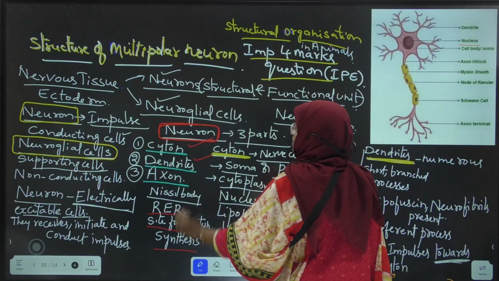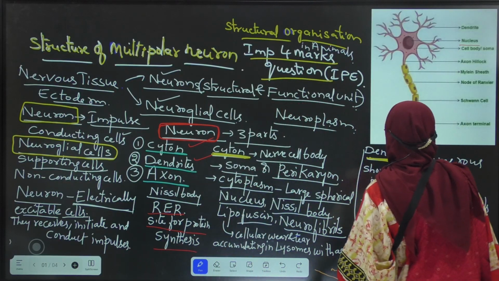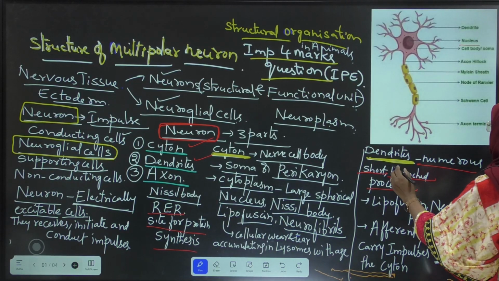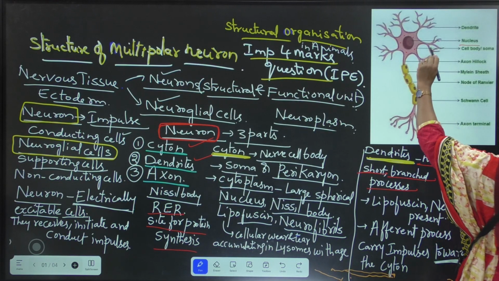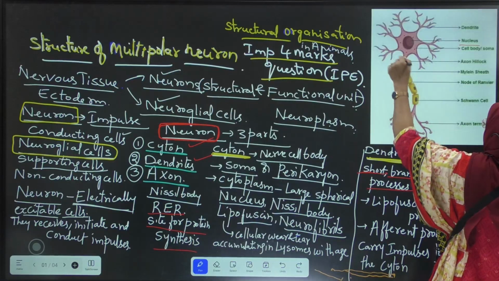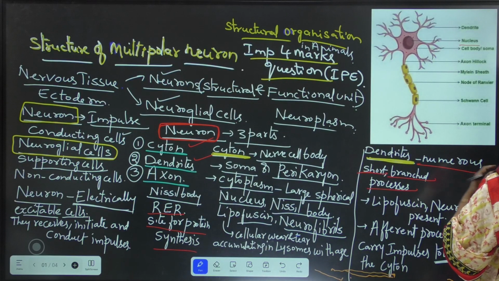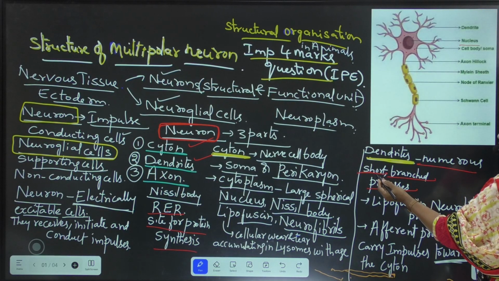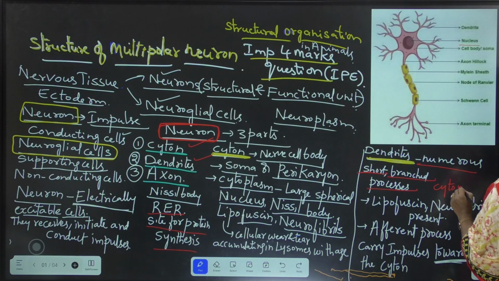Next, coming to dendrites. What are dendrites? Dendrites are numerous, short, branched processes which arise from the outer surface of the cyton. Around the cyton, many short, numerous, branched processes arise. They are called dendrites.